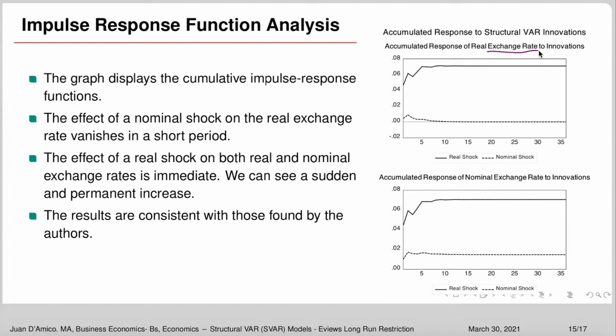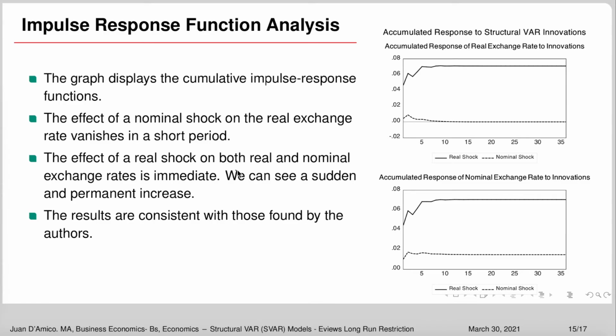On the top, we have the real exchange rate. On the bottom, the nominal exchange rate. The black line is the real shock. The one in dots is the nominal shock. And we can see that the effect of a nominal shock on the real exchange rate vanishes in a short period. Okay, so this is the effect of a nominal shock. It doesn't have a permanent effect. The same goes for the nominal exchange rate.